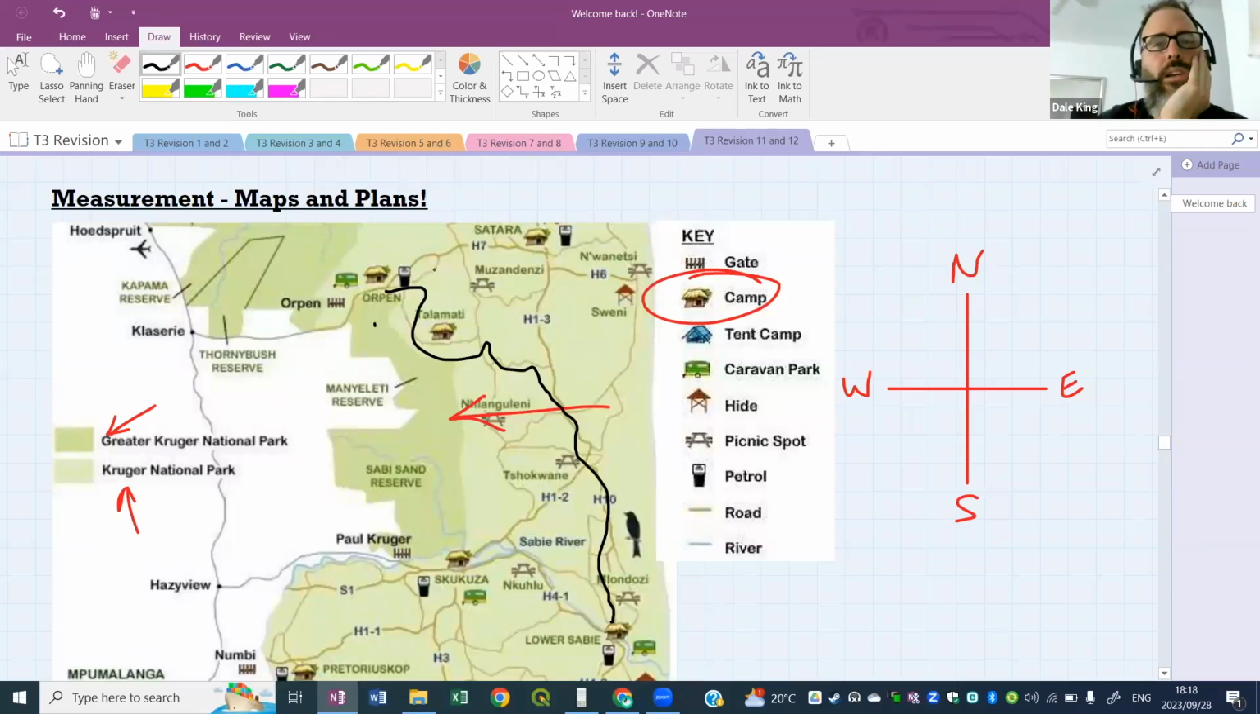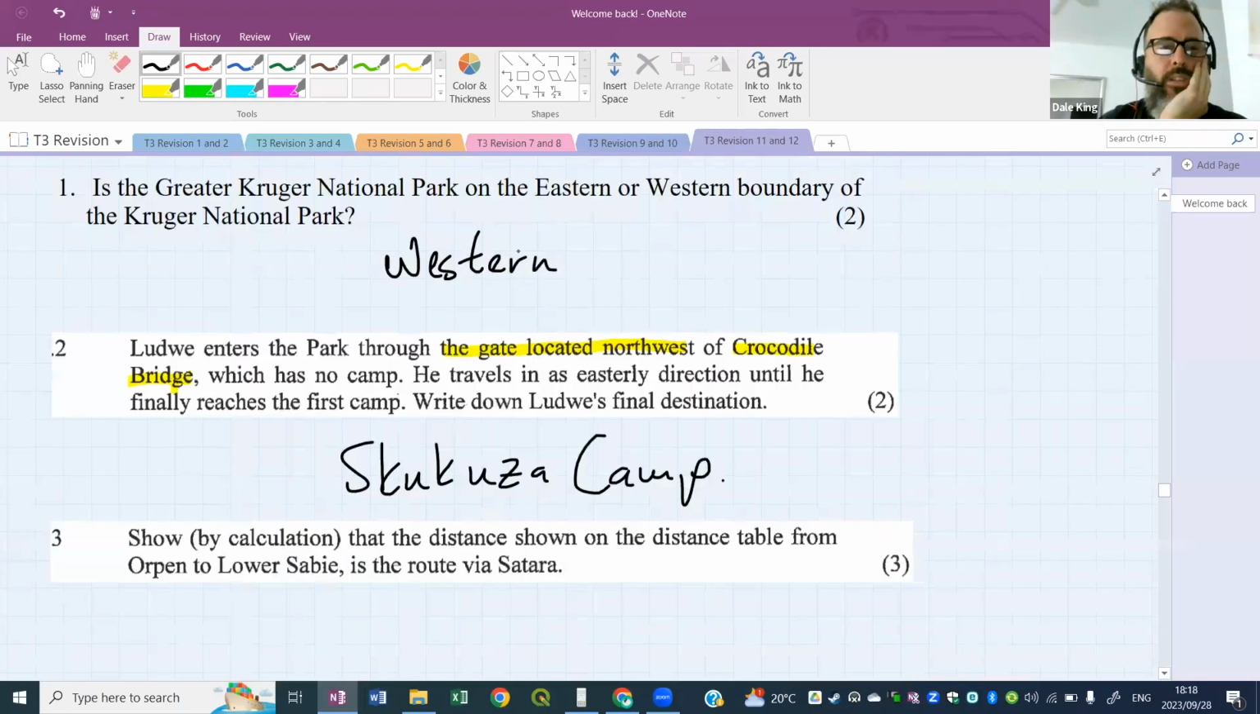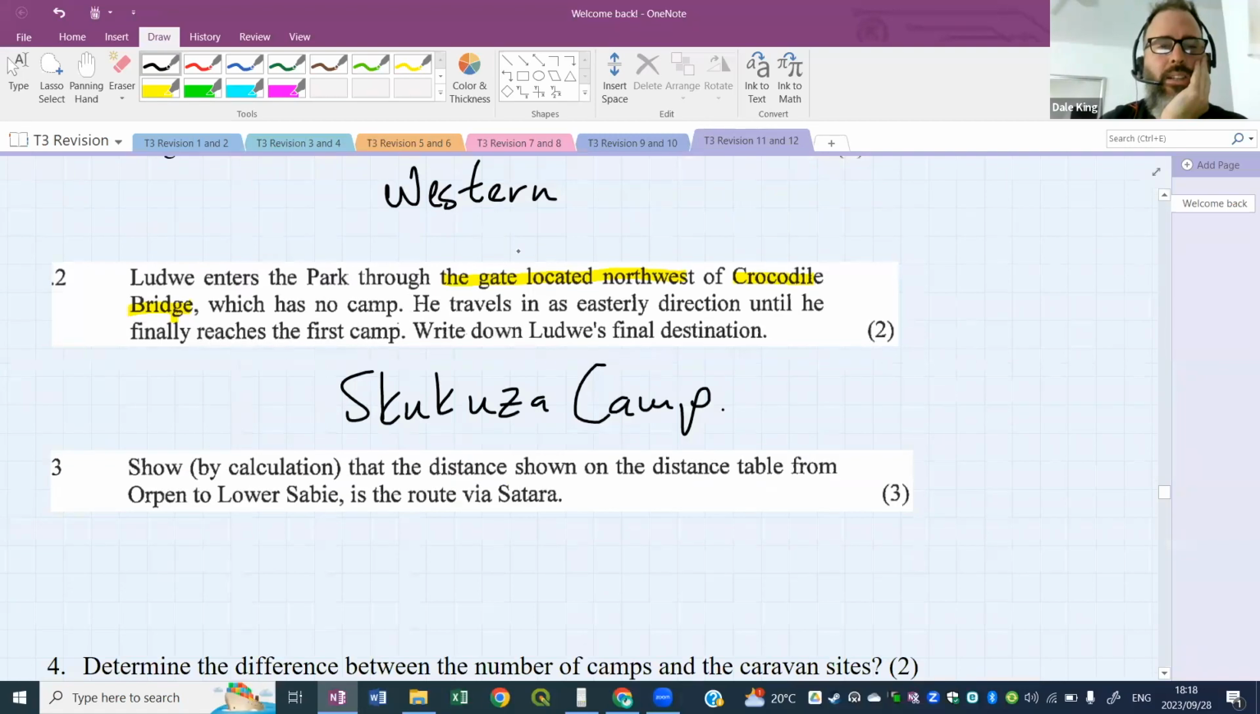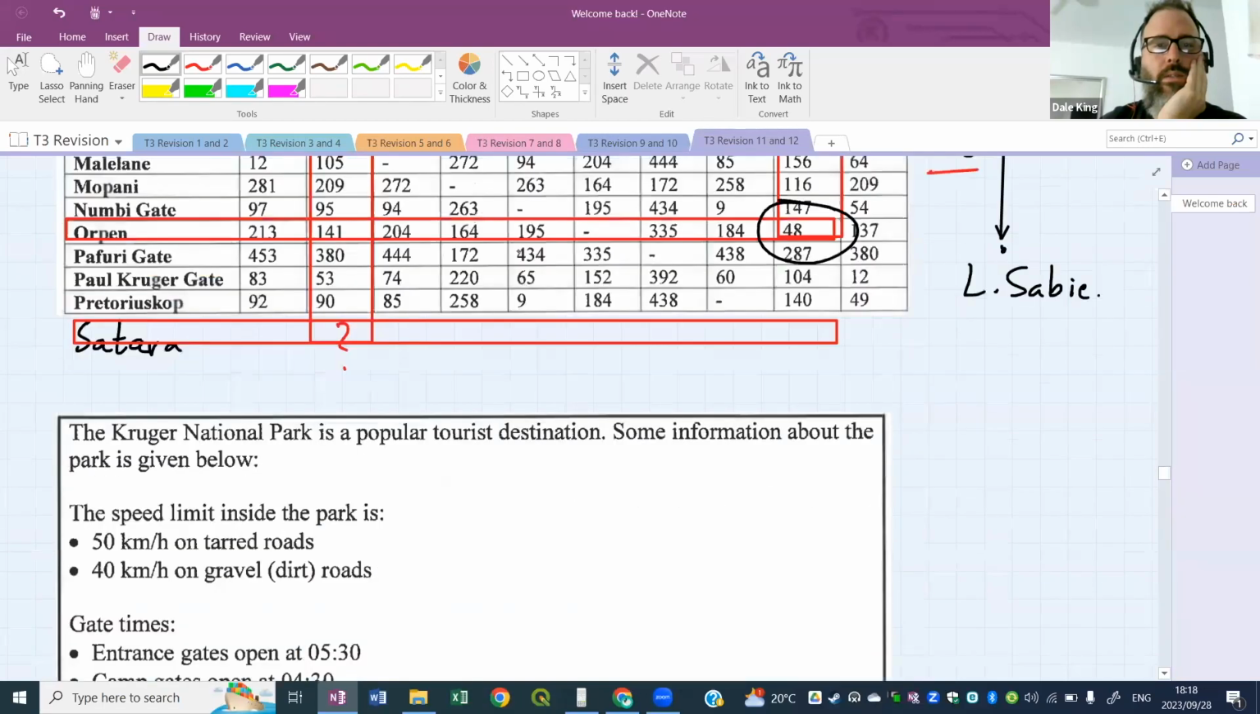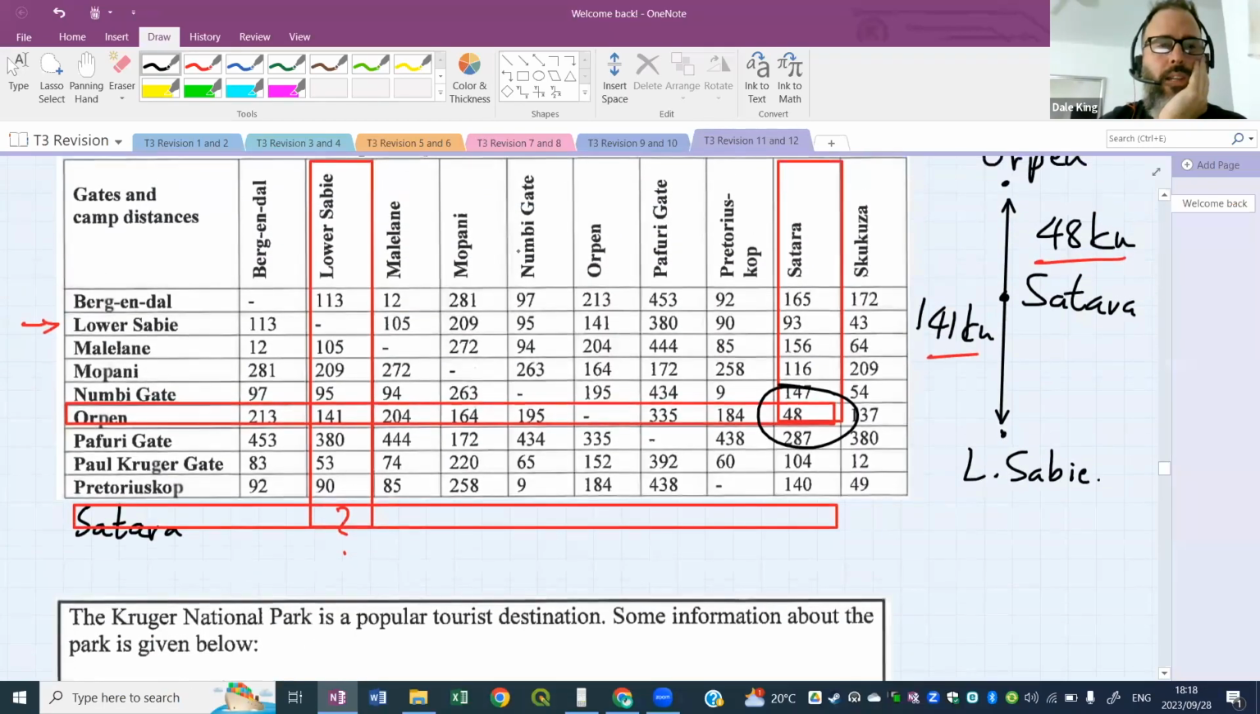Guys, what do you think? I actually don't agree with it now. I don't think Satara is on the way. Let's check the question again. It says, show by calculation that the distance shown on the distance table from Orpin to Lower Sabi is the route via Satara. But we don't have Satara on the left.